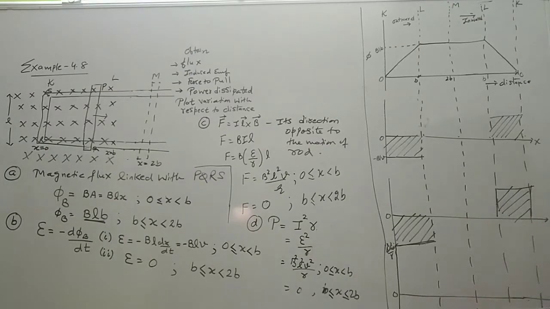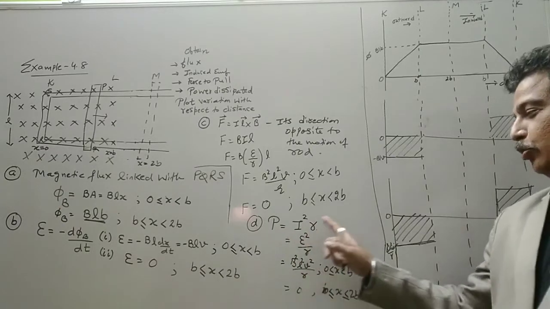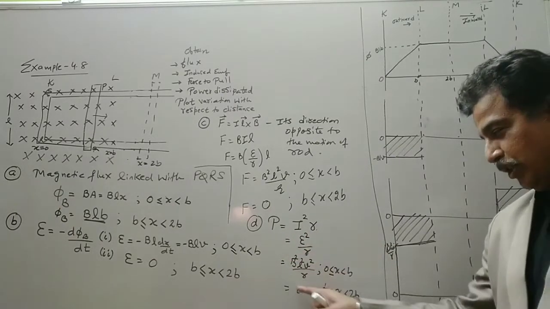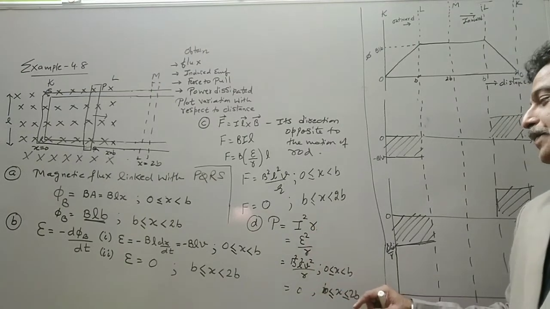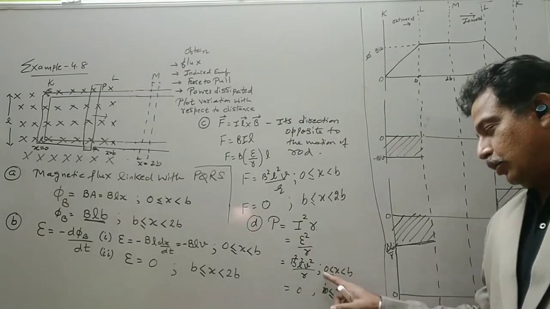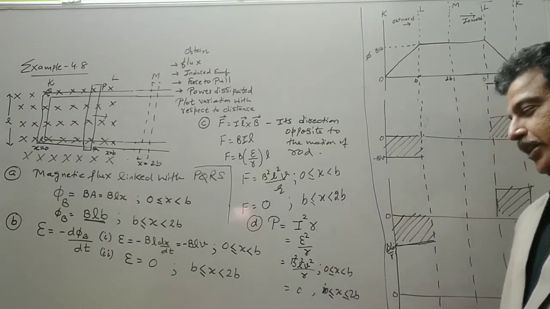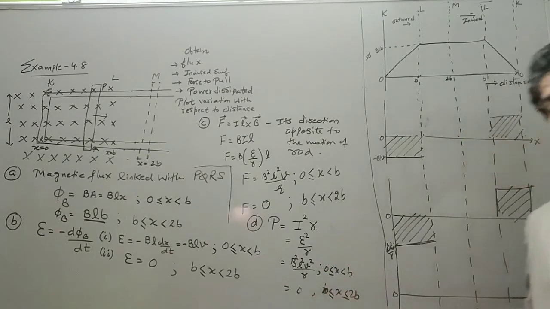Now about the power. The power is I square R. It is a positive quantity because it is I square R. So from 0 to B, it is positive. Then it becomes 0 from B to 2B. Then when we move inward, it will also be a positive quantity.